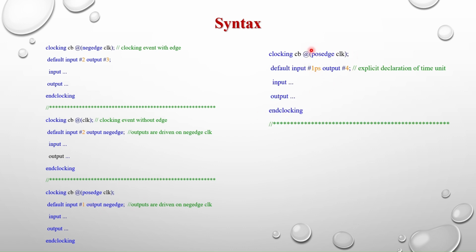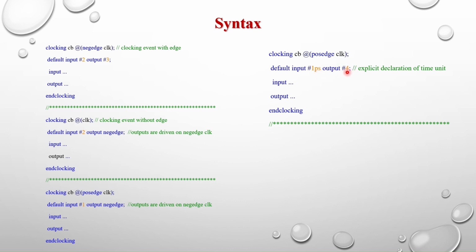And clocking cb at posedge clock. Here also posedge clock is the clocking event. Here default input #1ps, output #4. So this is an explicit declaration of time unit. In the previous example I have not mentioned any time unit, but here I am using ps, picosecond, right? So you can write like this also, input #1ps, output just #4.